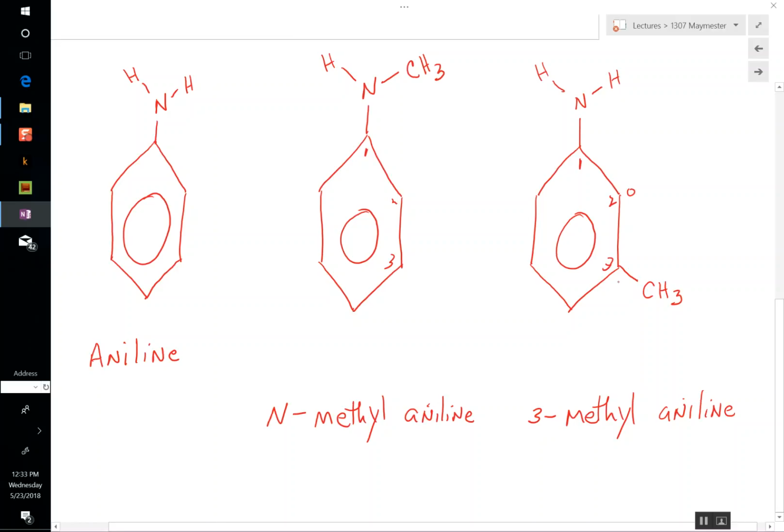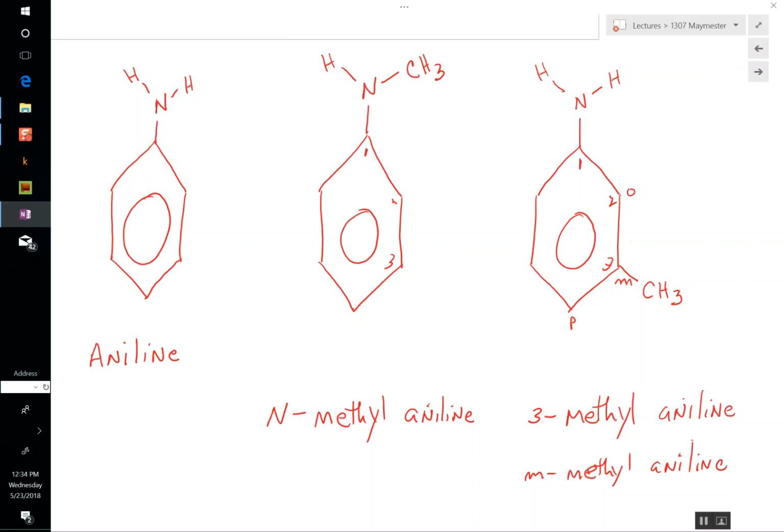Remember this was ortho, meta, para, so this could also be metamethyl aniline. We won't worry too much about that. All right. So I hope that helps you see that there are times when we're going to have to use the capital letter N for nitrogen to indicate that this methyl group is on that position, just the same way we would use a number to number the carbons in a chain.